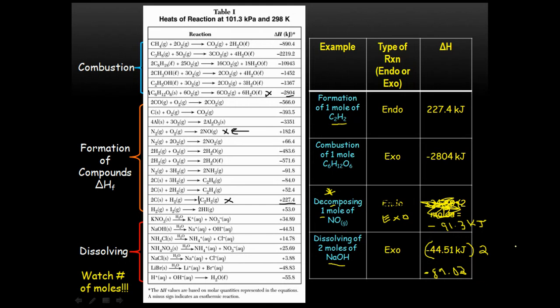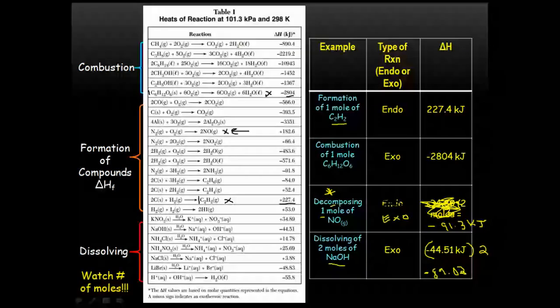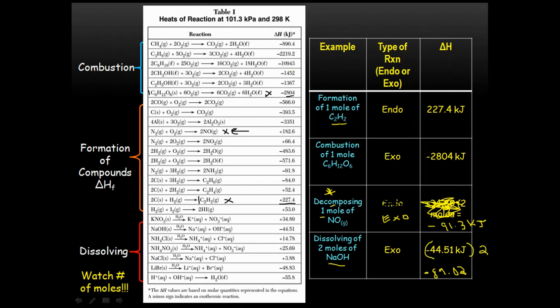All right, so some tricky ones. You just have to make sure you're reading it carefully. So delta H is the number that's going with the equation currently balanced. If you change something about the balancing, you have to change the delta H. Okay, so that's that. All right, good job.